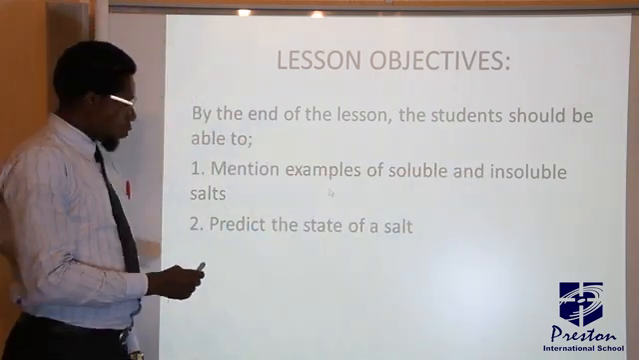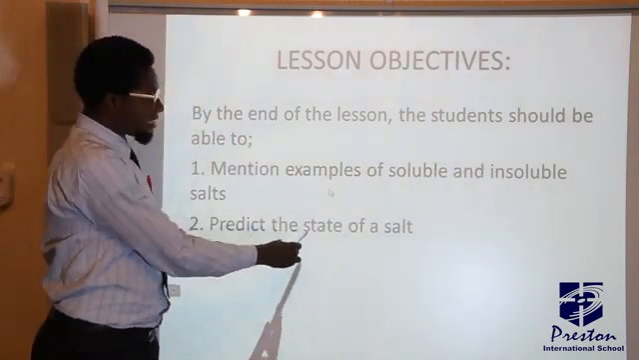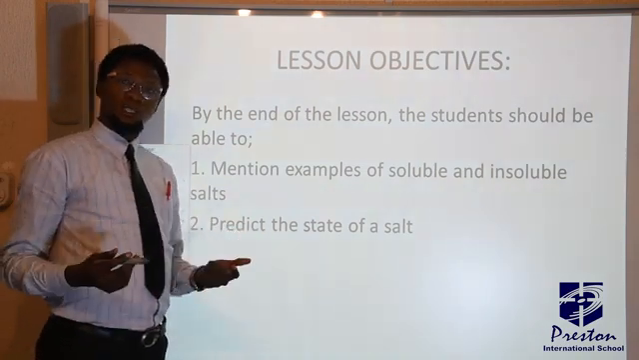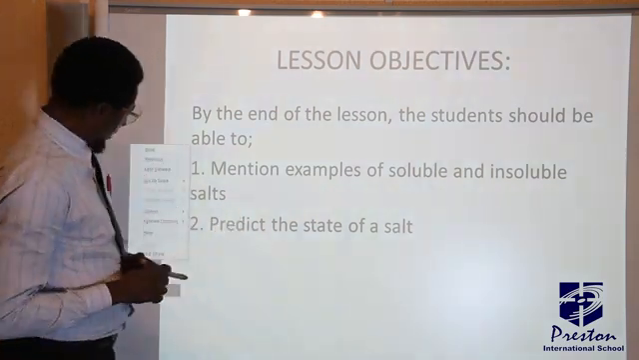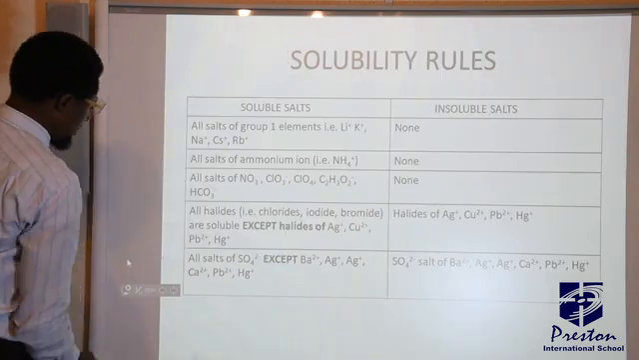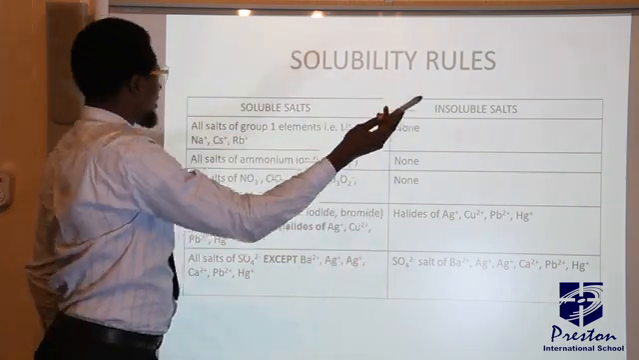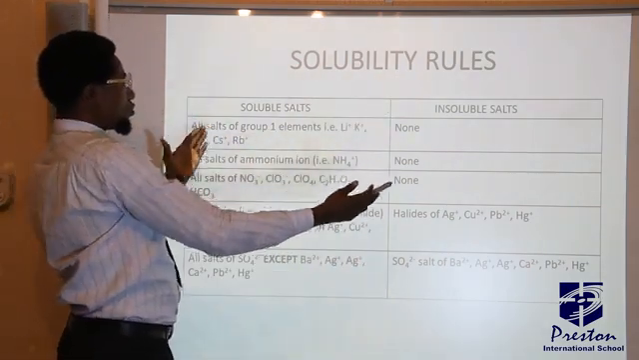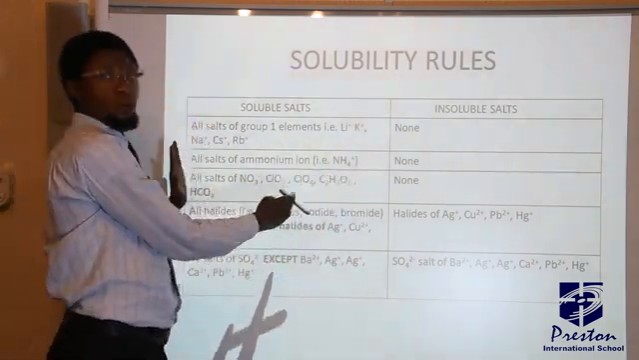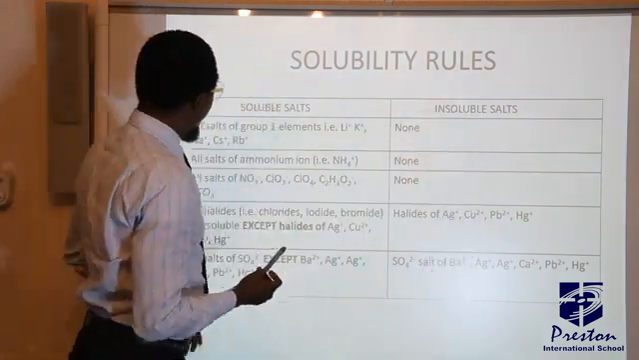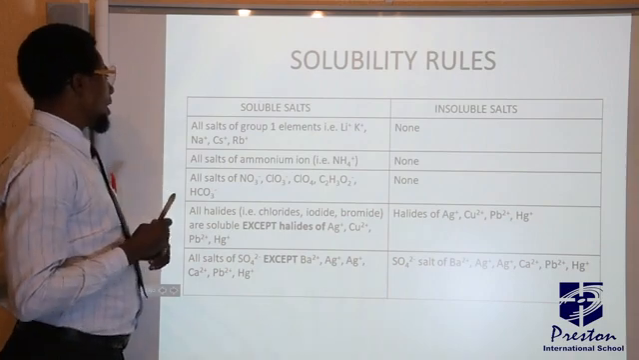Secondly, we must be able to predict the state of a salt, whether it is in solid state or liquid state or aqueous state. All right? Now let's look at the various rules we have in solubility. This is divided into two. This side is the soluble salt, while this side is the insoluble salt. Now, let's look at rule number one.